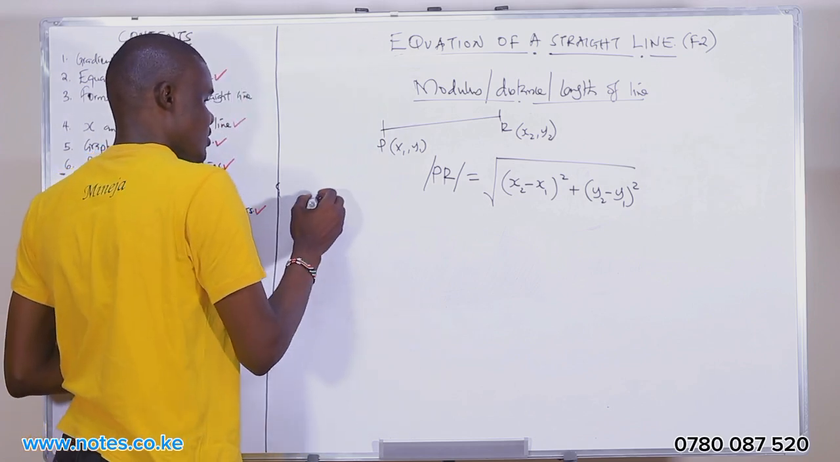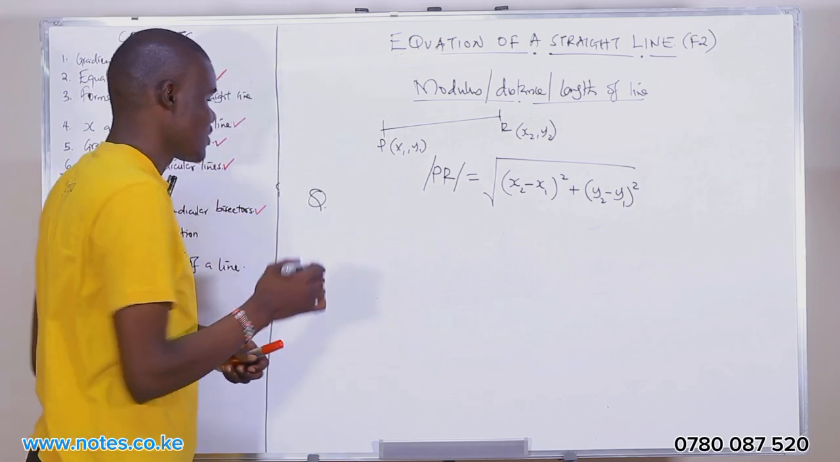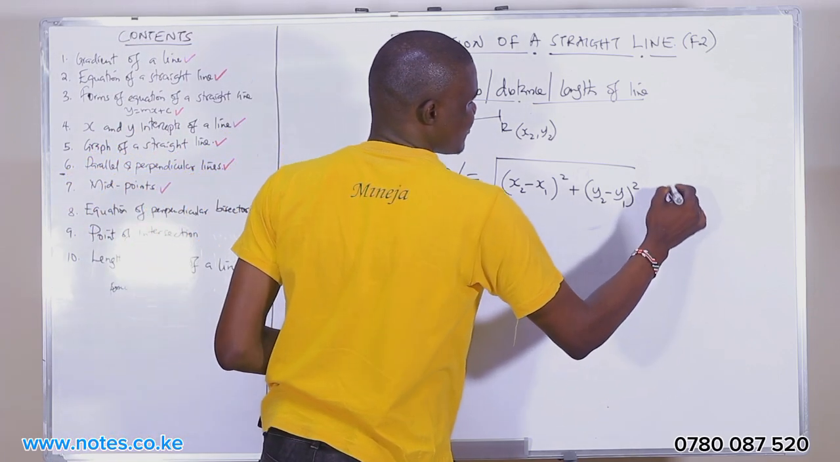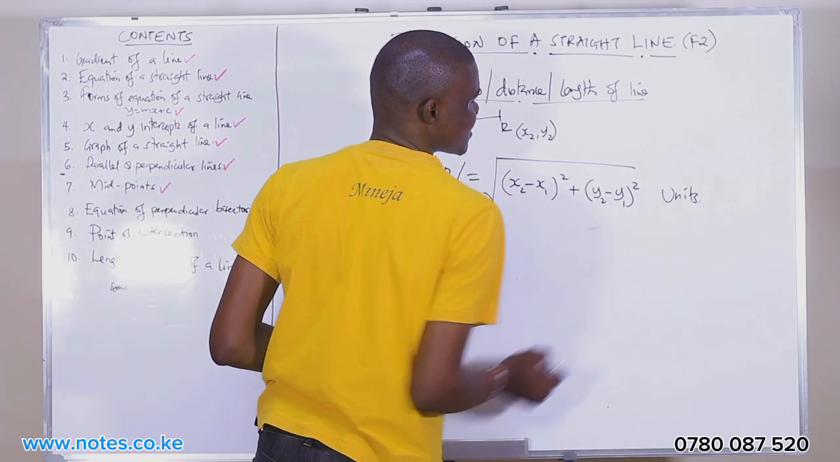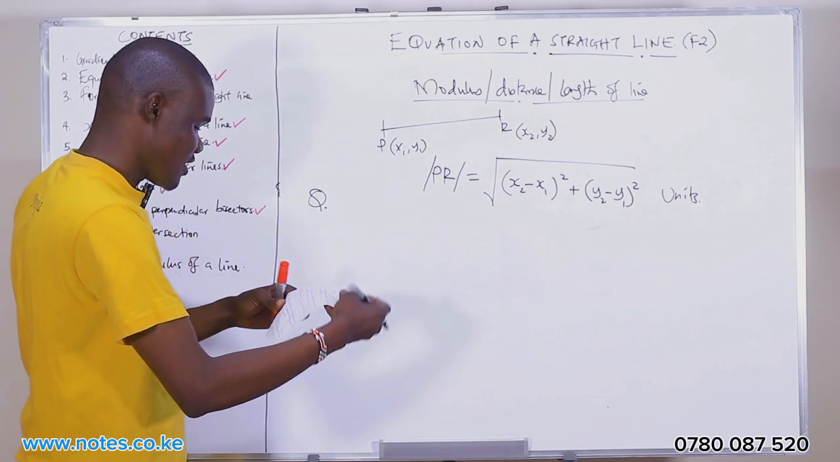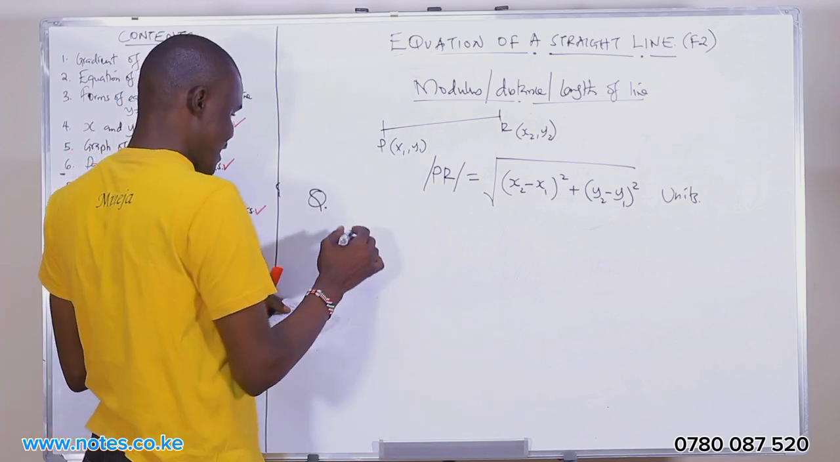Let me give you an example so that you understand how it is applied. And the answers for lengths are left in units because we are dealing with Cartesian planes. So we leave our answers in units. So let me give you an example so that you understand how to apply it.